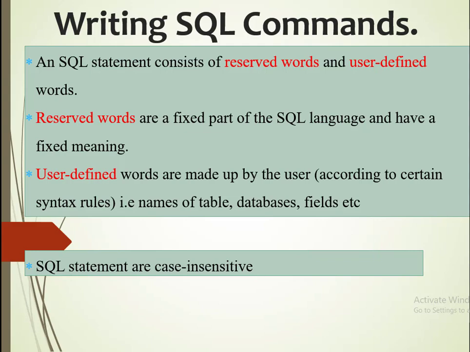An SQL statement consists of two parts. One is what is referred to as a reserved word, and the other part is what is referred to as a user-defined word. Reserved words are the fixed part of the SQL language. They have a fixed meaning and have to be typed exactly as they have been defined. For the user-defined words, these are the words that are proposed by a particular user, but they have to fit within certain syntax rules. For example, the name of a relation, the name of a database, the name of the fields.